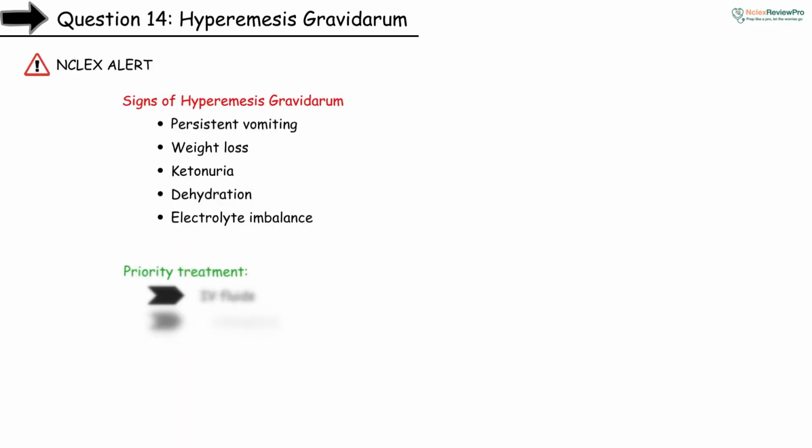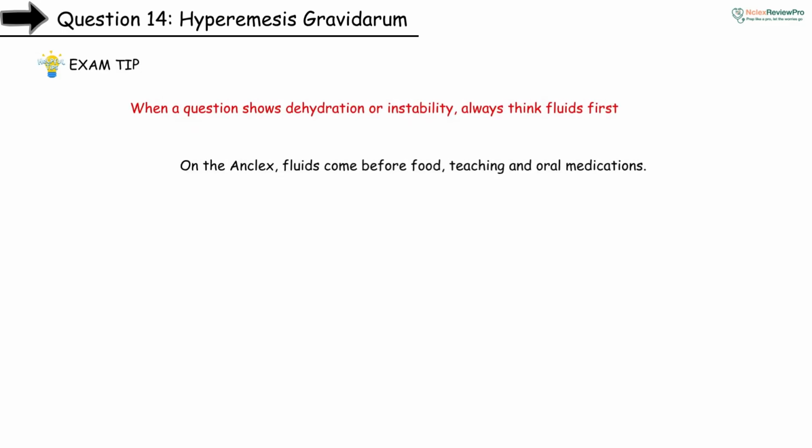Here's your NCLEX alert. You should recognize the classic signs of hyperemesis gravidarum: persistent vomiting, weight loss, ketonuria, dehydration, and electrolyte imbalance. And here's the exam tip. When a question shows dehydration or instability, always think fluids first. On the NCLEX, fluids come before food, teaching, and oral medications.